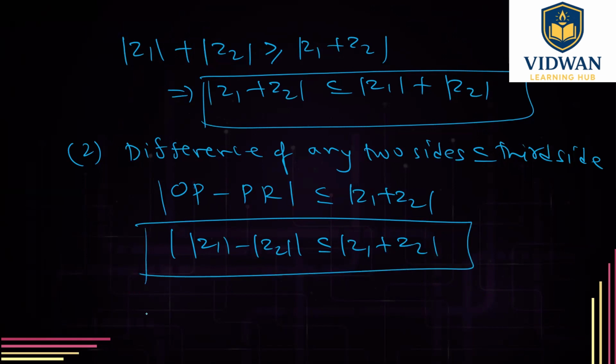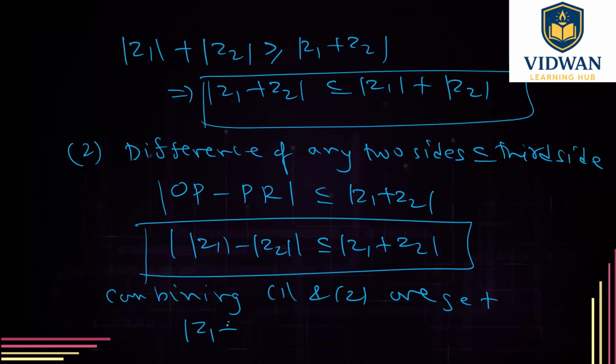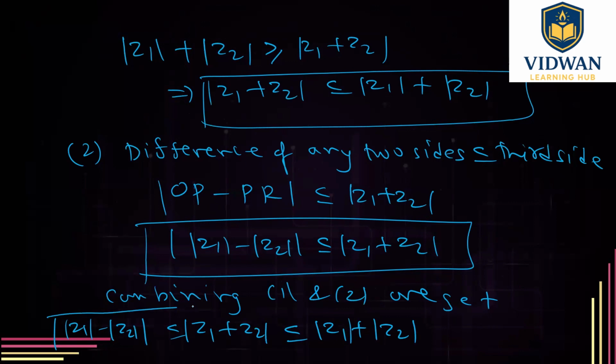So combining 1 and 2, what is the conclusion we get? From the first one, mod of Z1 plus Z2 is less than or equal to this. From the second one, this is less than this. So you can write modulus of (mod Z1 minus mod Z2) less than or equal to mod of Z1 plus Z2 less than or equal to mod of Z1 plus mod of Z2. So this is what you get by combining both the inequalities.